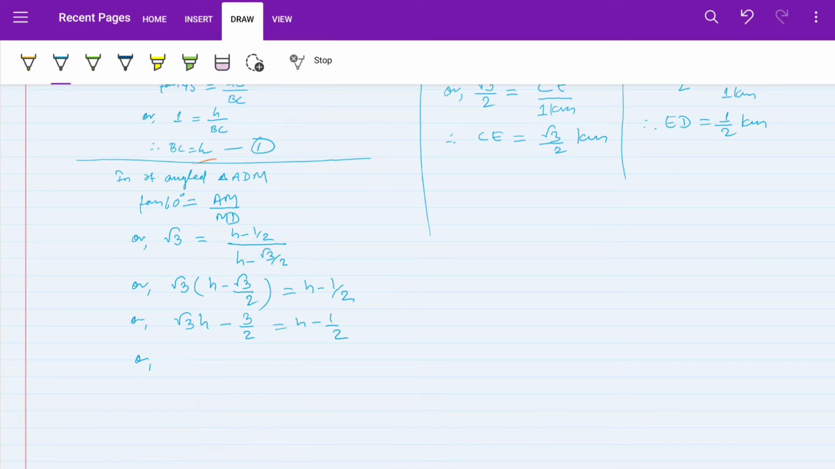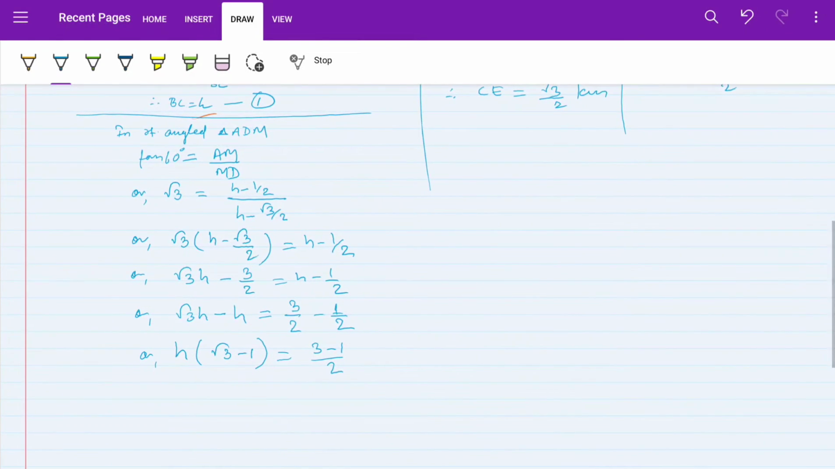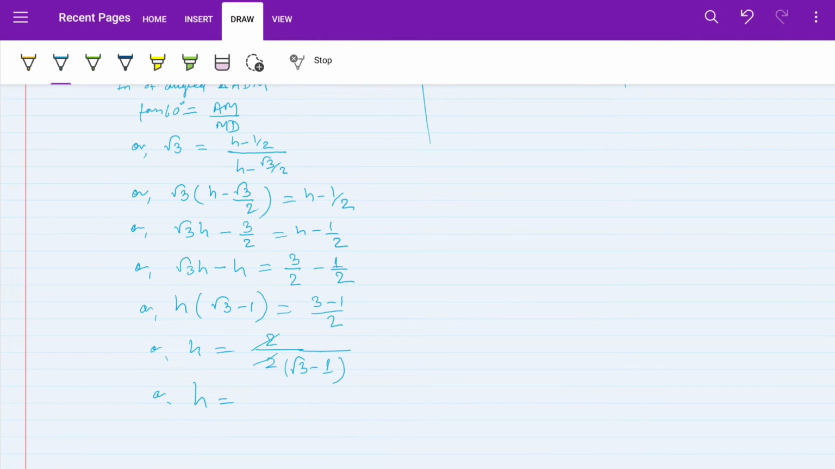So now bring H this side. So this is root 3 H minus H. Now take it to another side. It is root 3 by 2 minus 1 by 2. So H is common. So this is root 3 minus 1. And this is 3 minus 1 by 2. So what we are getting here is this 3 minus 1 being 2. This is 2 by 2. And then this root 3 minus 1 goes here. So this 2 is cancelled out. So H is 1 by root 3 minus 1, so this much kilometer. Now if you want to convert this into decimal, we have to use a calculator.